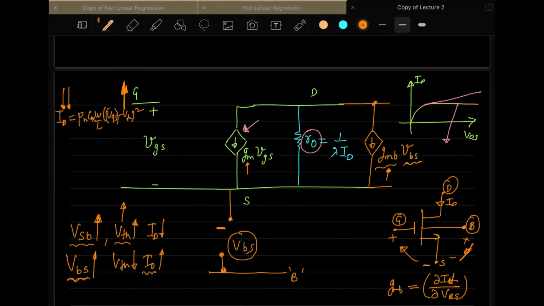So ID is basically the drain current that is coming from this point. Earlier there was no current in this branch because we were not considering the effect of VBS. The only current flowing earlier was the GM VGS current. But now, because of the backgate, we have an extra current flowing here, which we are calling, let us say, IB. Then ID increases because of this factor added in this branch.